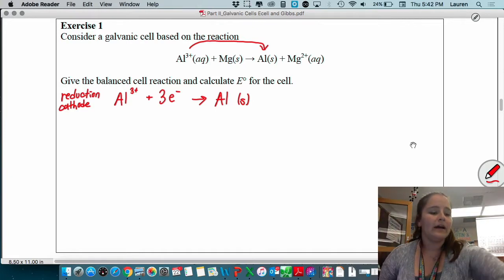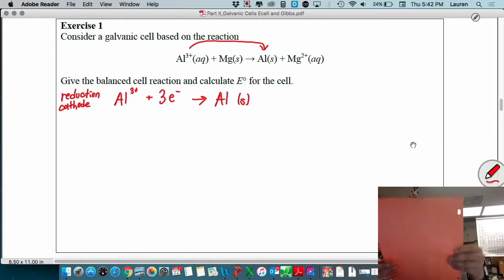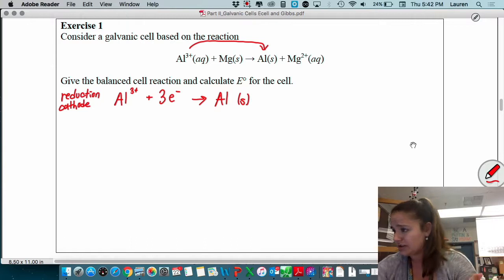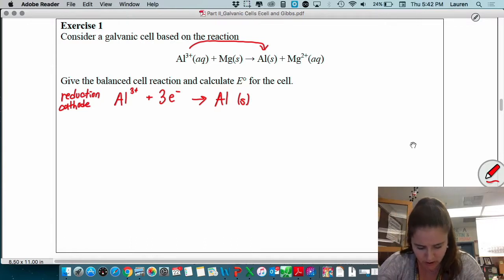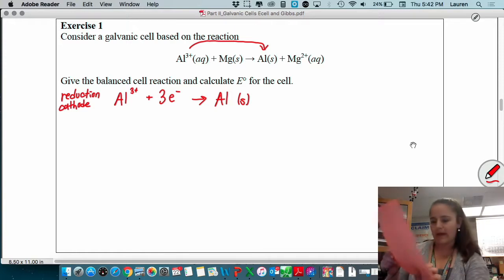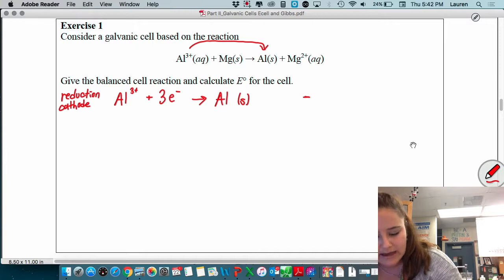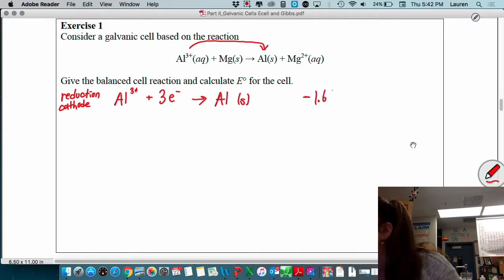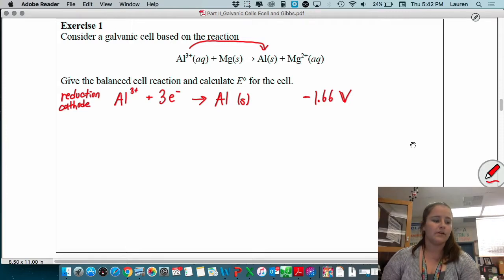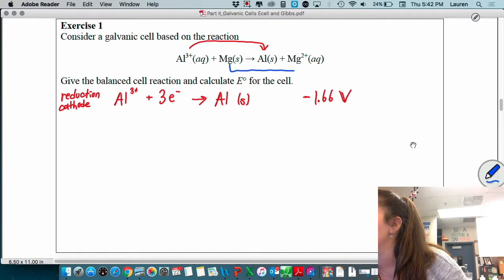Now we go to our handy-dandy little chart here, and we find the aluminum. These are all written as reduction, so this is exactly how it looks in the chart. We're looking for that reaction, and you see it's about 2/3 of the way down the page. The cell potential for this is negative 1.66 volts.